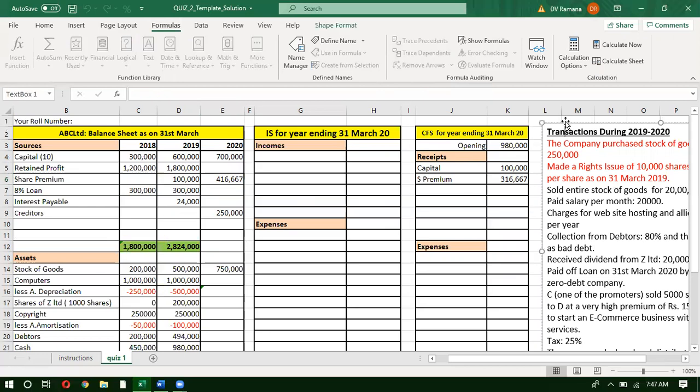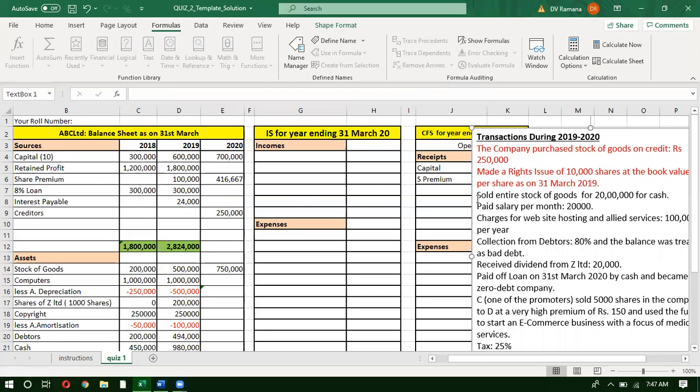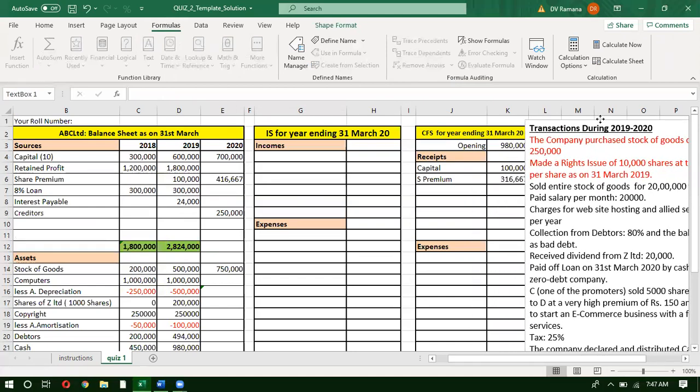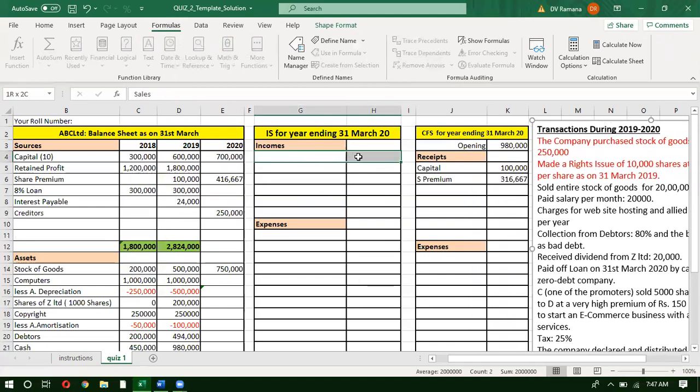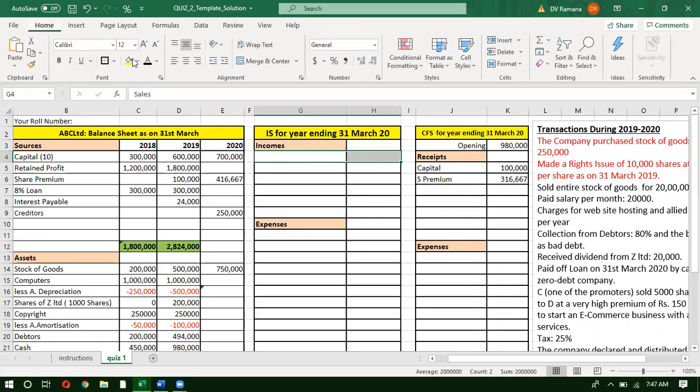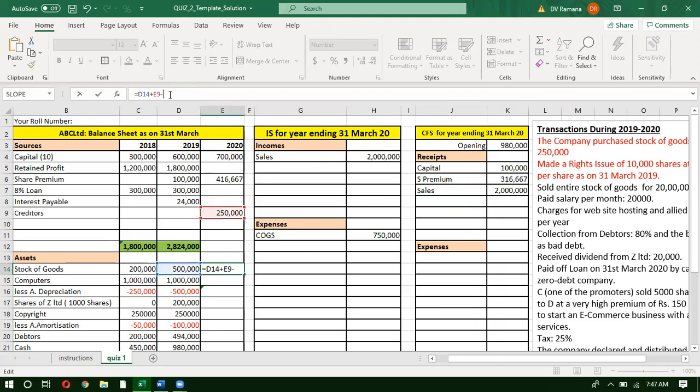Then the company sold the entire stock for 20 lakh, 2 million, for cash. So therefore, sales is equal to 2 million, 20 lakh, and this is cash received. And because of the matching principle, there has to be cost of goods sold. As a result, the stock will become zero, because the entire stock has been sold.